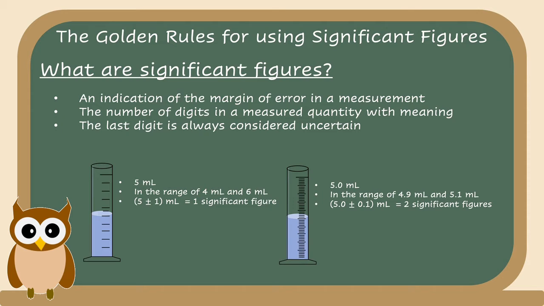Now a second cylinder with 0.1 milliliter graduations again contains 5 milliliters. Now we can see that the water line lies between 4.9 and 5.1 milliliters. So we can say that the cylinder contains 5.0 plus or minus 0.1 milliliter and is accurate to two significant figures.